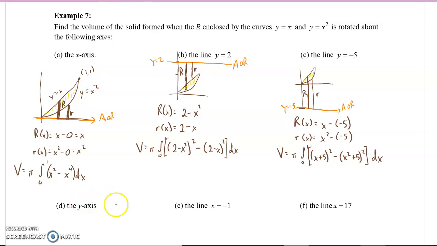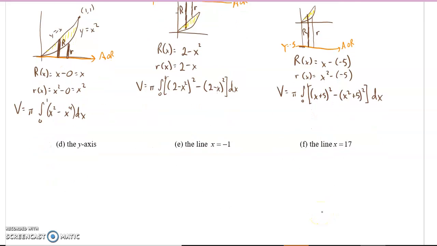Take a look at these. The y-axis, x equals -1, x equals 17. All of these are going to have a vertical axis of revolution. So that means that when we draw our rectangles that are perpendicular to the axis of revolution, those rectangles are going to be horizontal. So everything that was in terms of x, we're now going to do in terms of y. So that's definitely something we want to keep track of.